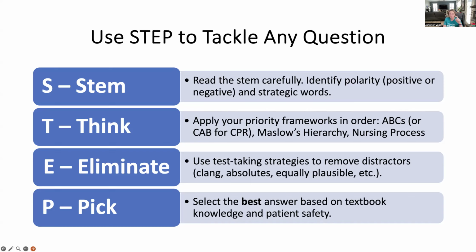So next we're going to think, right? We are going to apply the priority frameworks in order. So ABCs, okay, there's nothing about that. Is this a Maslow's approach? Nope, nothing about Maslow's. Okay, let's look at nursing process. All right, then we're going to eliminate.